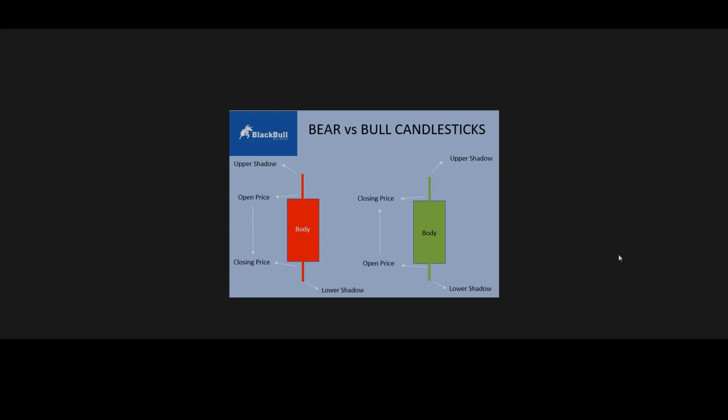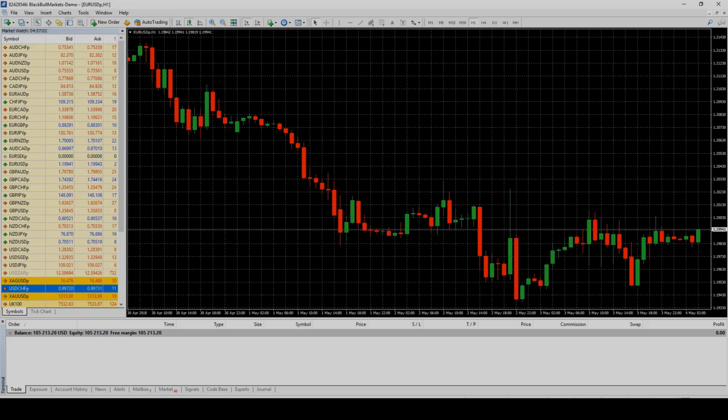Now you know this, let's head over to MT4. So here is the Black Bull Markets MT4 platform. You'll see here that we have the Euro USD currency pairing, where our bear candles are red and our bull candles are green. Red indicating that price is decreasing and green indicating that price is increasing.